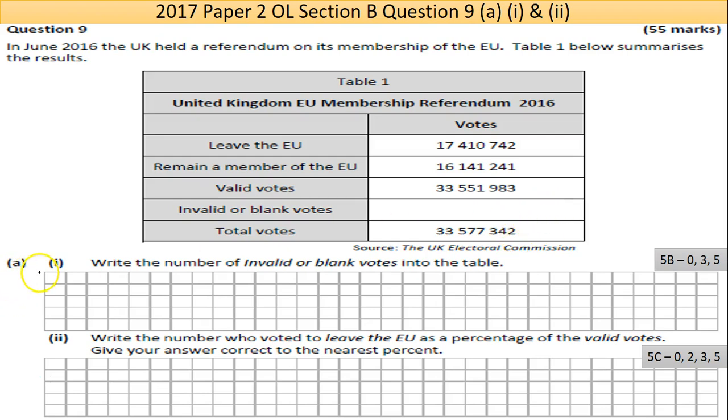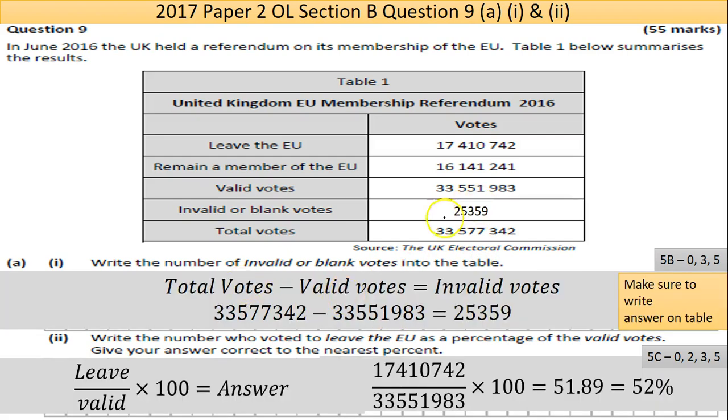Part A, part 1, which is worth 5 marks, says write the number of invalid or blank votes into the table. I'm actually remaking this video because I had an error here, but if I go to the answer, your total votes take away the valid votes. The difference is the invalid votes, the spoiled votes. That calculation gives you the answer 25359. The mistake I made in the last one as well was not writing it on the table. They do specifically say that, so they can be a bit tricky in terms of marks.